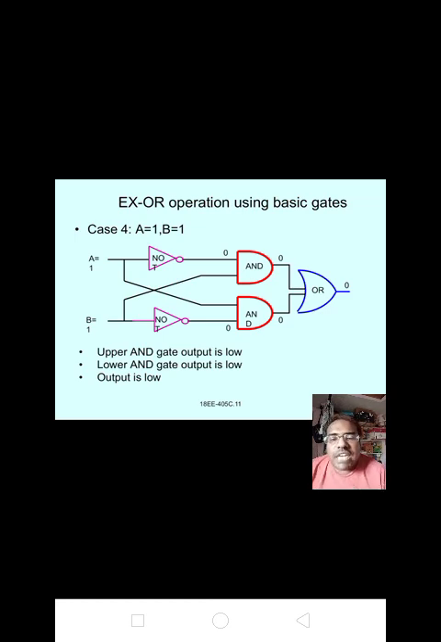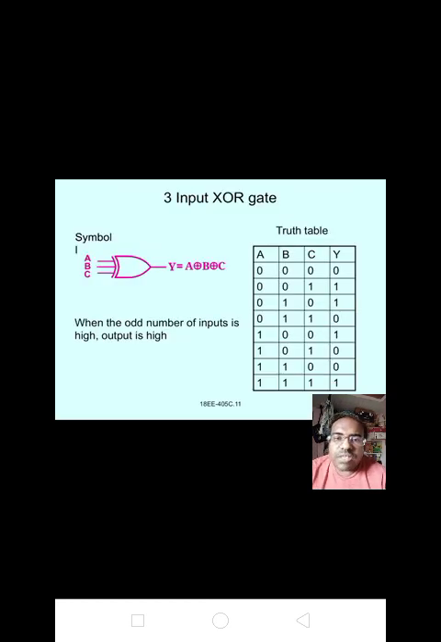Next, case 4, A equal to 1 and B equal to 1. Here A equal to 1 and B equal to 1 is given to the input positions of the AND gates. We get the inputs 0 1 for the first AND gate and 1 0 for the second AND gate. So we get the output for the first AND gate as 0 and the second AND gate as 0. So the output for the OR gate is 0 plus 0 equal to 0. The upper AND gate output is low and the lower AND gate output is also low. So the OR gate output is also low. So the fourth operation output is low, 0.